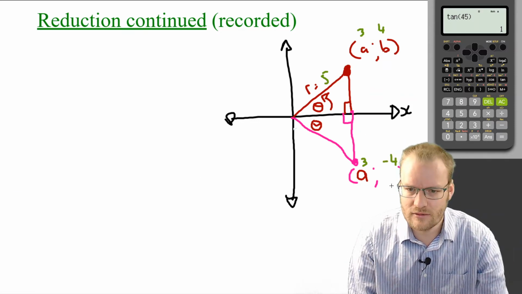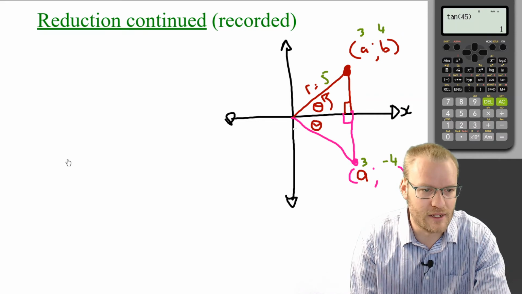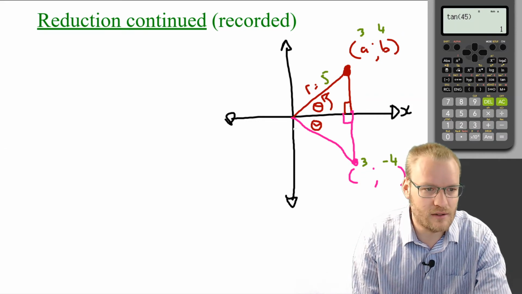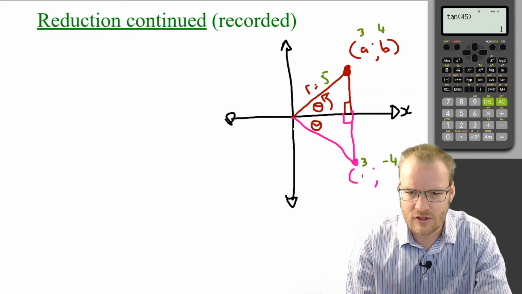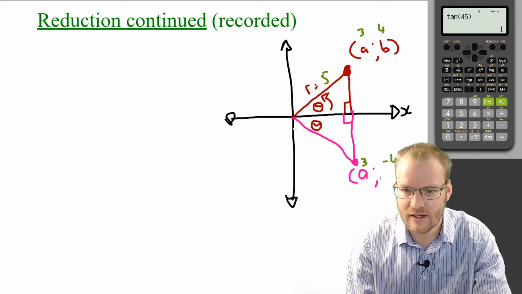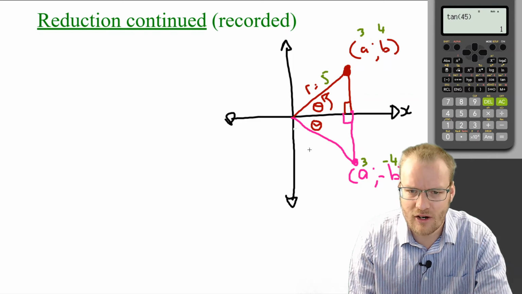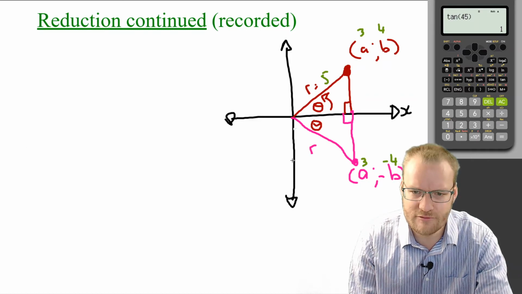So this value here, let's just get our colors right. This we said was still a. If this were 4 and this were negative 4, instead of b, this would be negative b, and r stays the same. If r were 5 before, then r would still be 5.